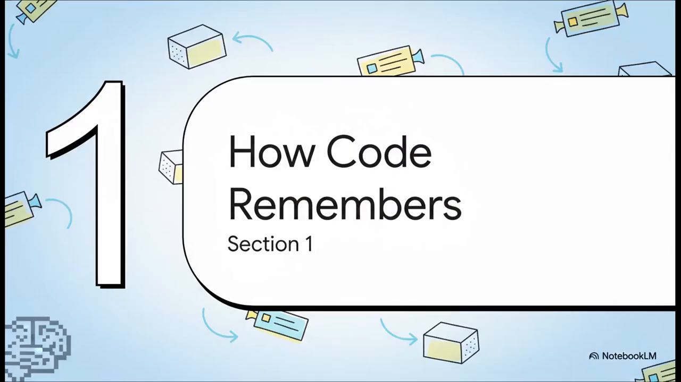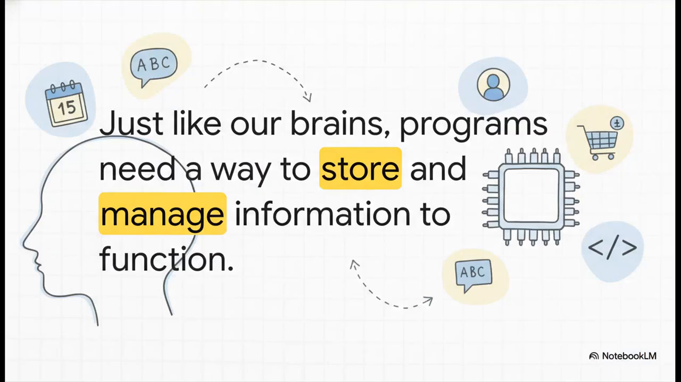Okay, section 1, how code remembers. The secret is all about how code is built to, well, remember stuff. So let's pull back the curtain and see how it works. Just like we need our brains to remember things, a computer program needs a way to store and manage information. I mean, without that memory, every app on your phone would just forget everything you did the second you did it. It'd be completely useless.